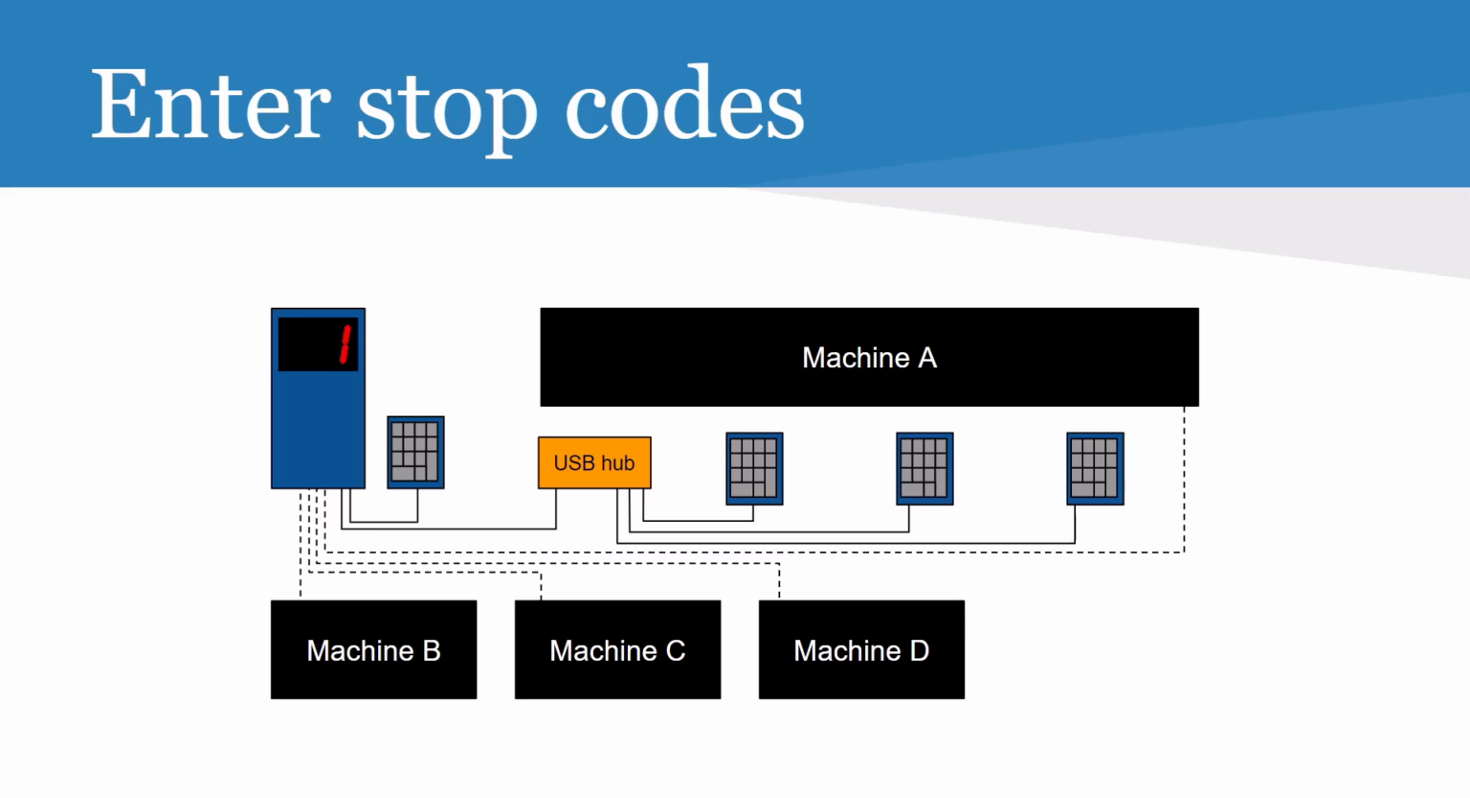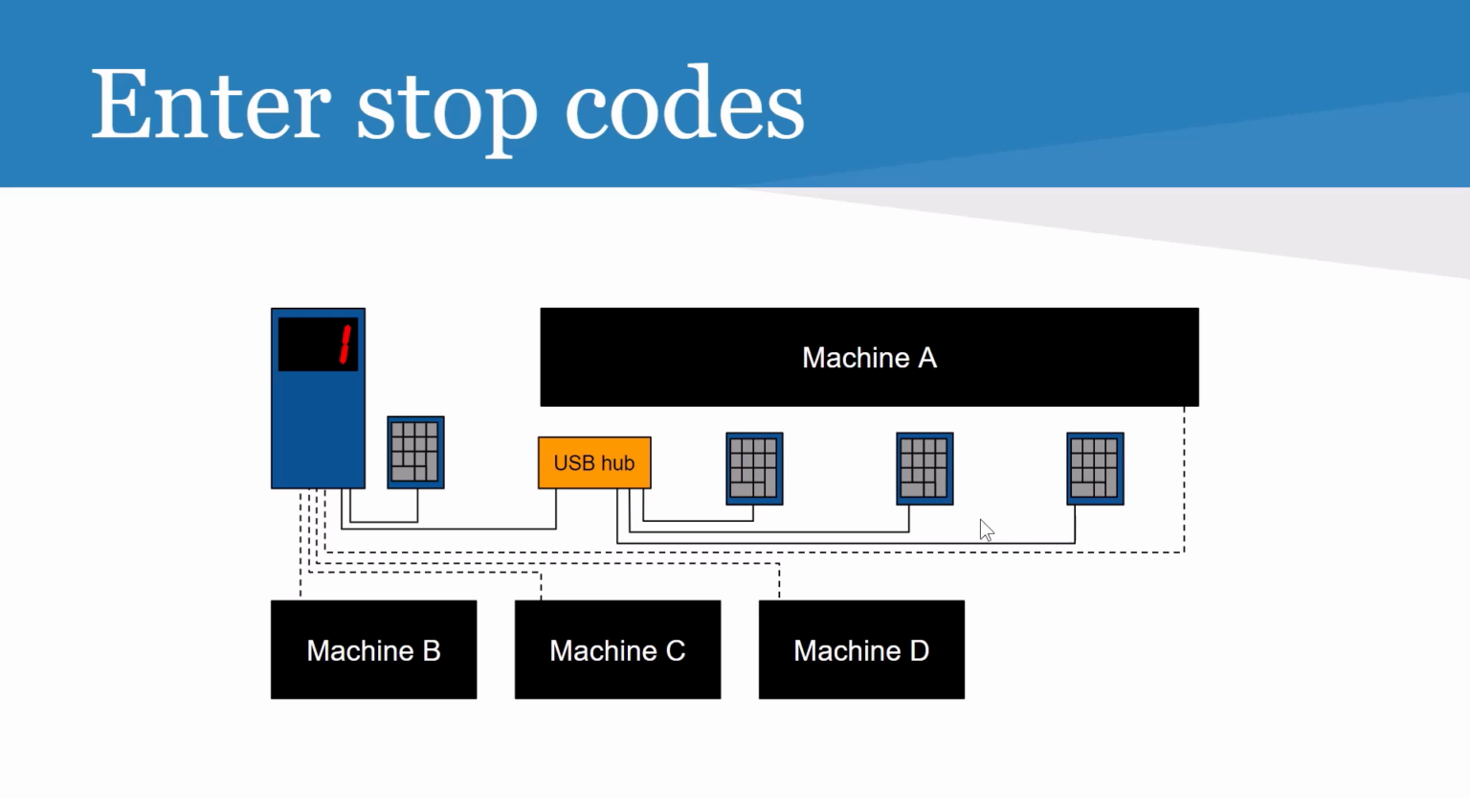A small overview of the keypads. Mostly you only have one MUR-Box and one keypad next to the machine. But if you have a larger machine or a whole production line, you're still only measuring it as one machine, but you might want to place more keypads along the line, so you don't have to run to the MUR-Box to enter stop codes. You can enter stop codes from anywhere where you find a keypad, and you do that using a standard USB hub and as many keypads as you like.